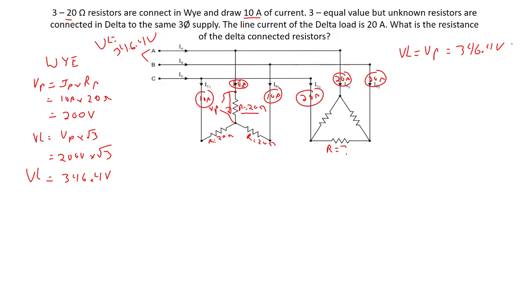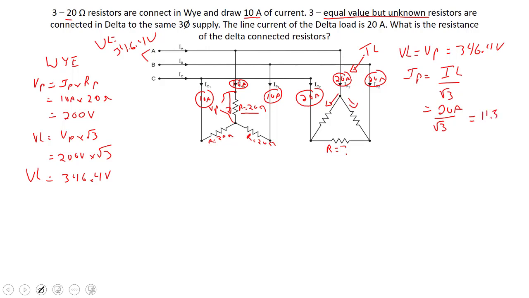What else we could figure out is our phase current. Right now, the value given is the conductor coming in before it splits. That's our I line. Because this is a balanced load, the value of resistors are equal. We know it's balanced, so we could use the formula to figure out I phase. So if I take I line and divide that by root 3, 20 amps divided by the square root of 3, that's going to give me about 11.547 amps.